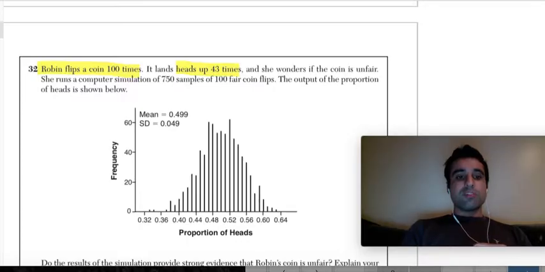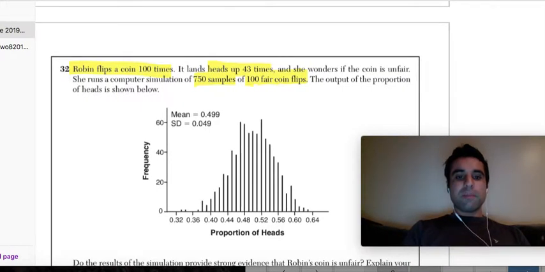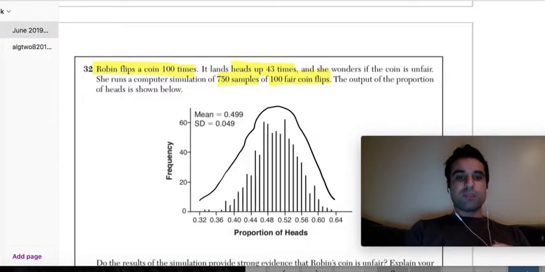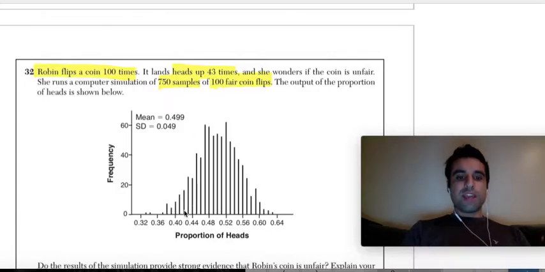Now she wonders if it's unfair. She runs a computer simulation of 750 samples of 100 fair coin flips. That means that she ran a simulation where the computer did 100 fair coin flips 750 times, and the output of the proportion of heads is shown below. Now if you look, I wish they would have said, but they didn't tell you, it looks like an approximately normal distribution, and it is. Not exact, but approximate, because this stuff is never exact, right, in the real world.